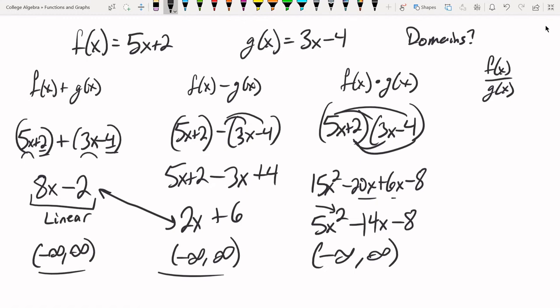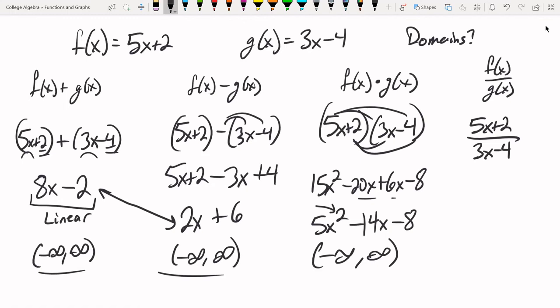Okay, last one is division. 5x plus 2 over 3x minus 4. There's nothing to factor. There's nothing to cancel. This is the best we can do. And this is a rational function. It's no longer polynomial, it's rational.